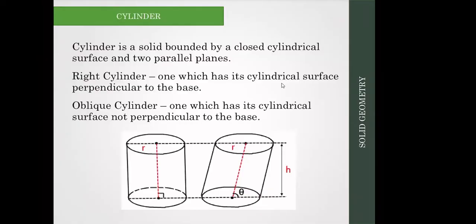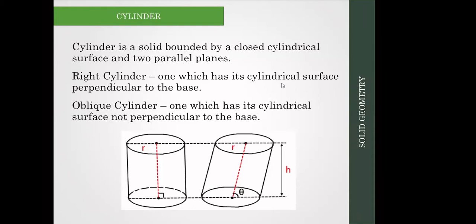Okay? So cylinder is part of what we call prismatoid, no? So later define natin yung prismatoid. As a cylinder is a solid bounded by a closed cylindrical surface, yung lateral surface niya, and 2 parallel planes. Okay? So we have right cylinder and oblique cylinder.